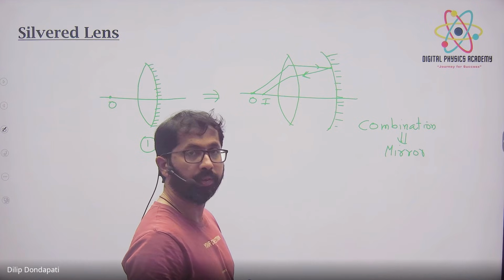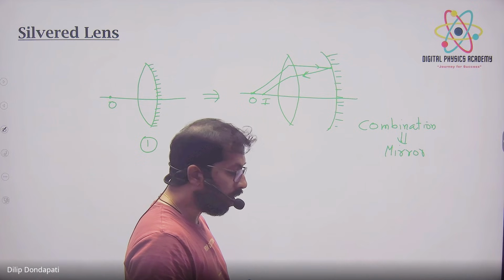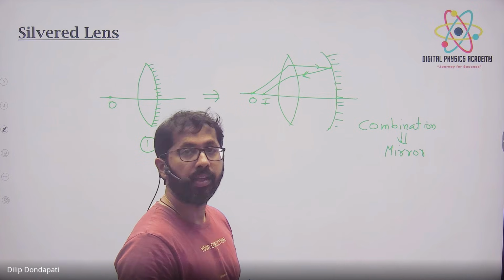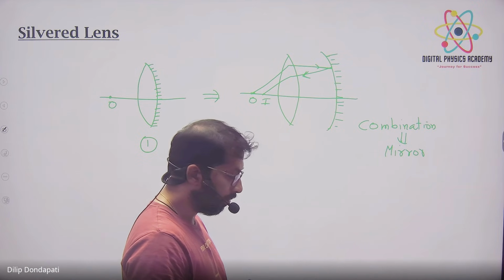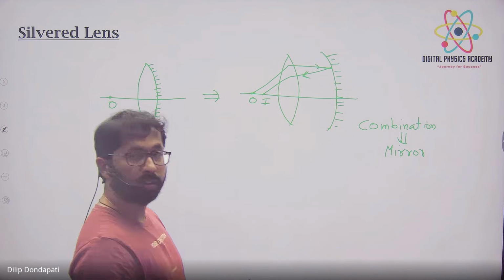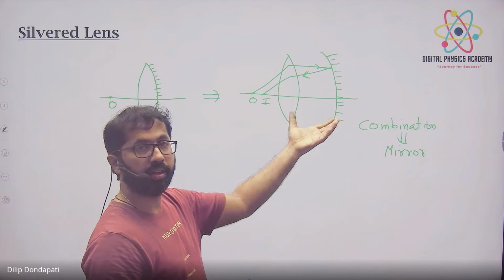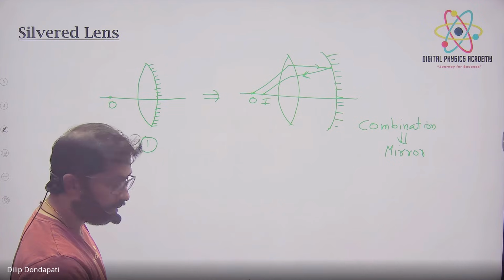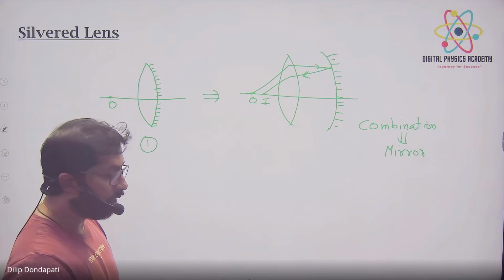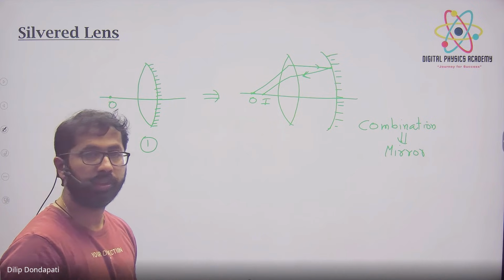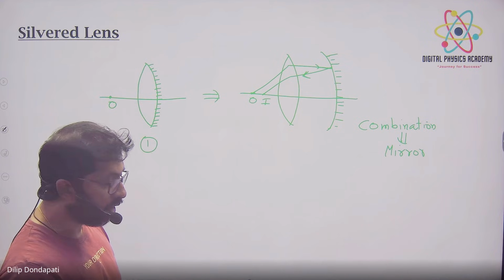Second step, find equivalent focal length of this system. Second step क्या है? आपको equivalent focal length find करने का, कंप्लीट सिस्टम का equivalent focal length. Next, third step, apply mirror formula to get the final position of image.